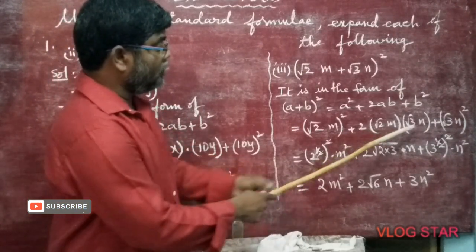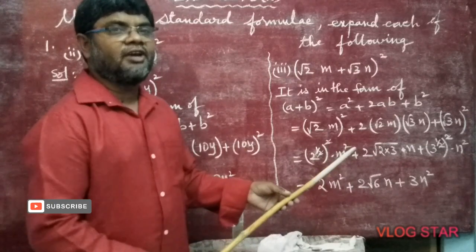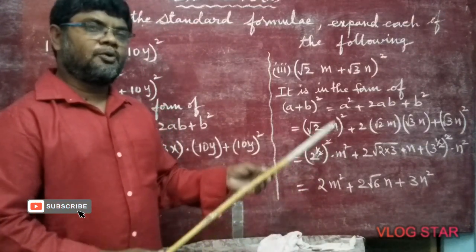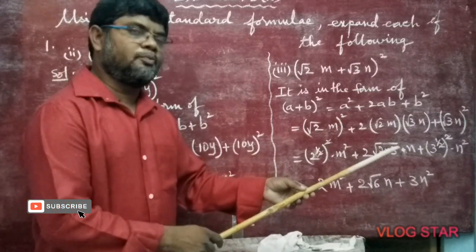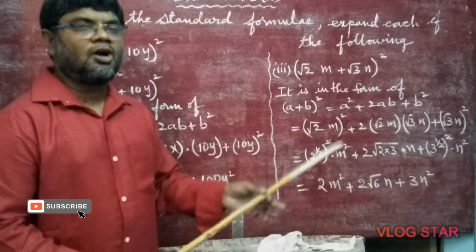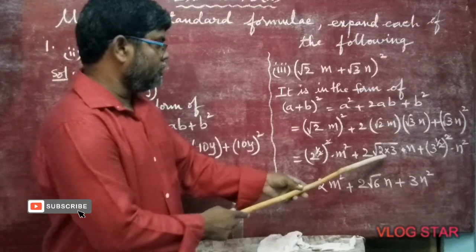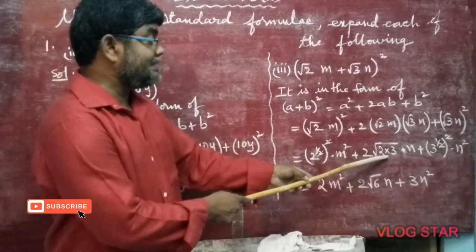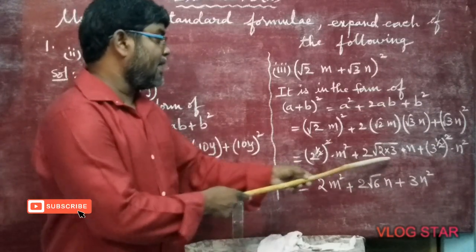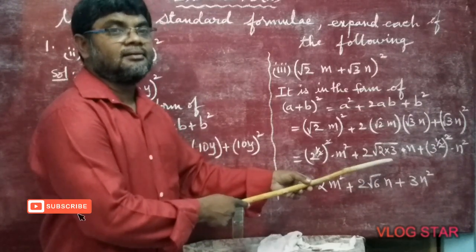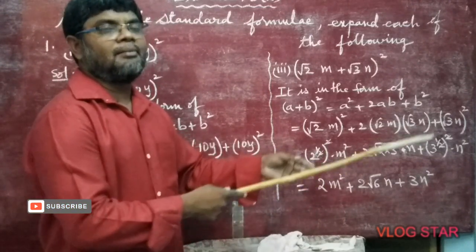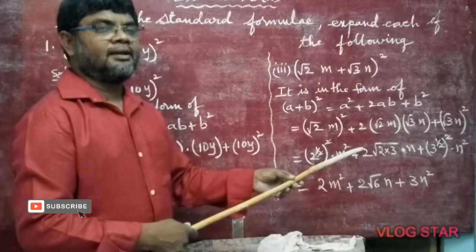Root 2 into root 3. Both are square roots. When both are square roots, we can multiply. Suppose one is a square root and another is a cube root, we can't multiply. So root 2 into root 3 will be root 6. This is a rational number and this is an irrational number, so we can't multiply rational and irrational. Otherwise, if you take the 2 inside, it becomes 4, 2 square.